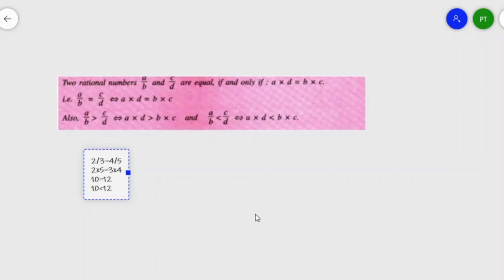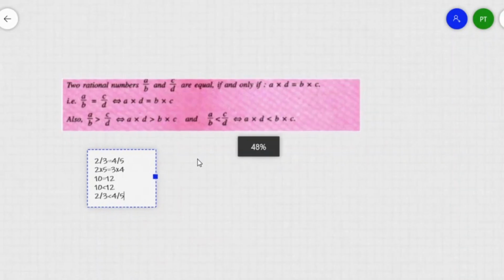So 10 is less than 12 means, according to this condition which is mentioned here, A by B is less than C by D. This will be the condition that follows here. So 10 is less than 12 means 2 by 3 is less than 4 by 5. So therefore it's clear that 2 by 3 is less than 4 by 5. That means the biggest rational number is 4 by 5. Okay, I hope that's clear.